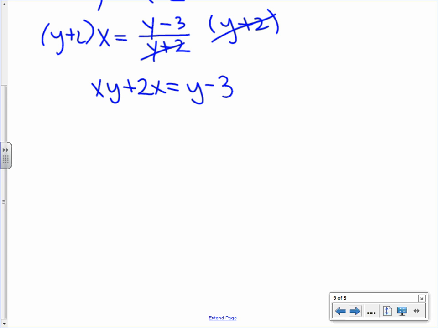So what I'm going to do, I'm going to keep xy here, and I'm going to move this y over. So I'm going to subtract y. And then I'm going to move this 2x to the other side since it doesn't have a y value. Okay. Now what can I do with that left side?